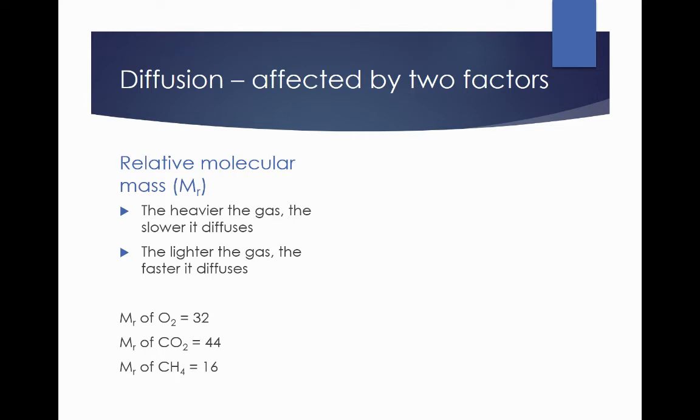I hope that you have managed to guess correctly that the lightest gas in this case is methane, and this will be the first gas to diffuse out of a particular system. The next gas that can diffuse out will be oxygen. And finally, the heaviest gas, CO2, this will be the last gas to diffuse out of a system. I hope you have gotten the order correct. And now let's move on to the second factor that affects diffusion.